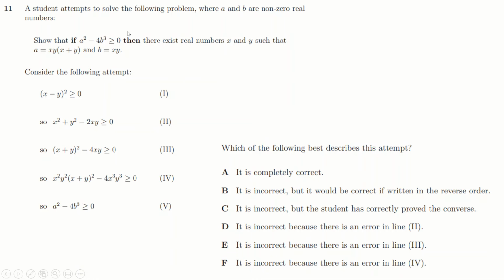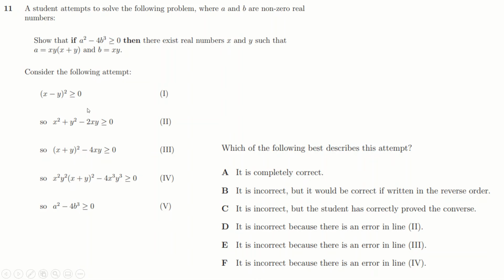Student attempts the following problem. Show that if this, then this. Okay, so let's just run through this. So, okay, they're squaring it, that's fine, that's squared correctly. Completing the square on this bit means taking away another 2 copies of that, so that's fine. Timesing everything by x squared, y squared, we're allowed to do that because x squared, y squared is definitely positive for real numbers, so we don't have to swap the sign, so that's fine. And then they've made the substitution that was given to them and they arrived here.